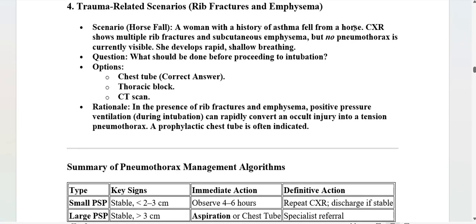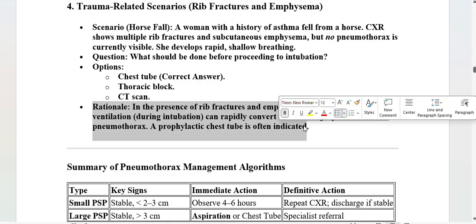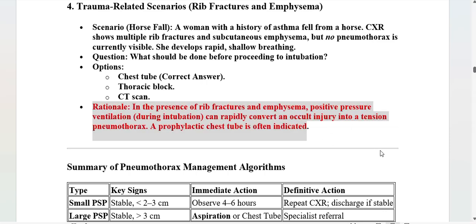A woman with a history of asthma fell from a horse. X-ray shows multiple rib fractures and subcutaneous emphysema, but no pneumothorax is currently visible. She develops rapid shallow breathing. What could be done before proceeding to intubation? Okay, chest tube, right? In the presence of subcutaneous emphysema, positive pressure ventilation can rapidly convert a lung injury into tension pneumothorax. A prophylactic chest tube is indicated. Very, very important, as I told you earlier.